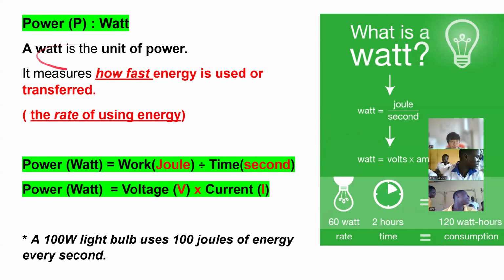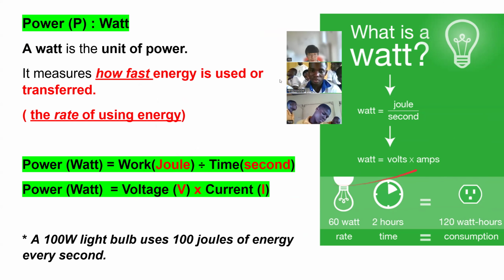And talking about power, the watt is the unit of power, and it measures how fast energy is used or transferred. Because it's divided by time, it's per second. Per second always means how fast it is doing something. So this is work per time. It is how fast work is done, how fast energy is used. Another way you can measure power is by voltage times current. That's just another way to find the power. But here we just learned about work divided by time. That is the definition.